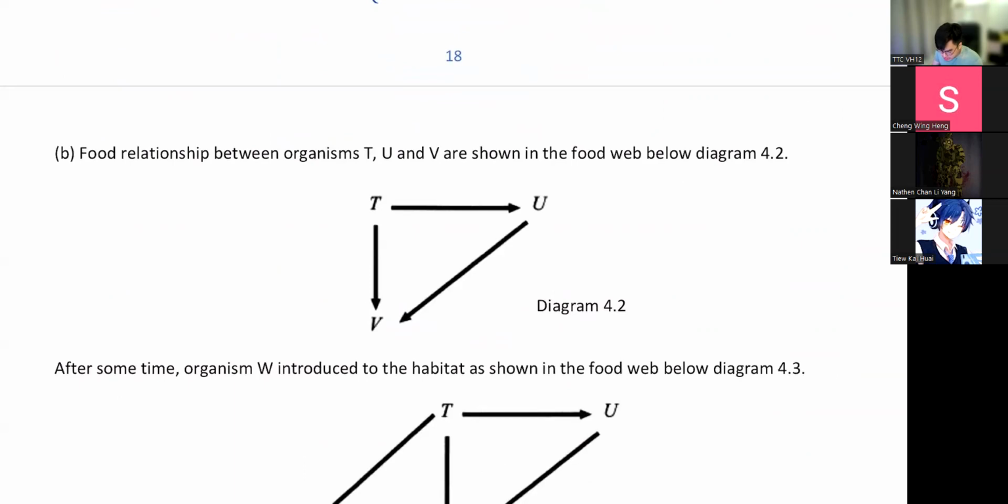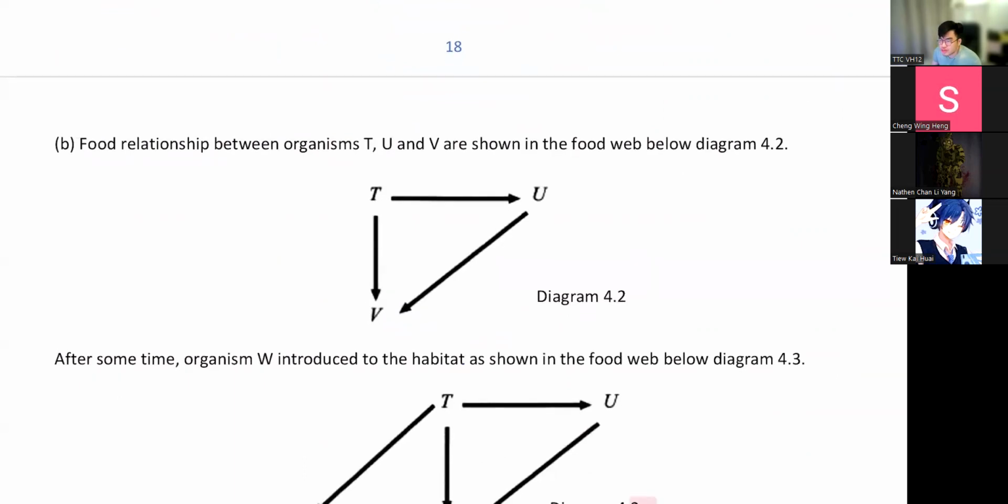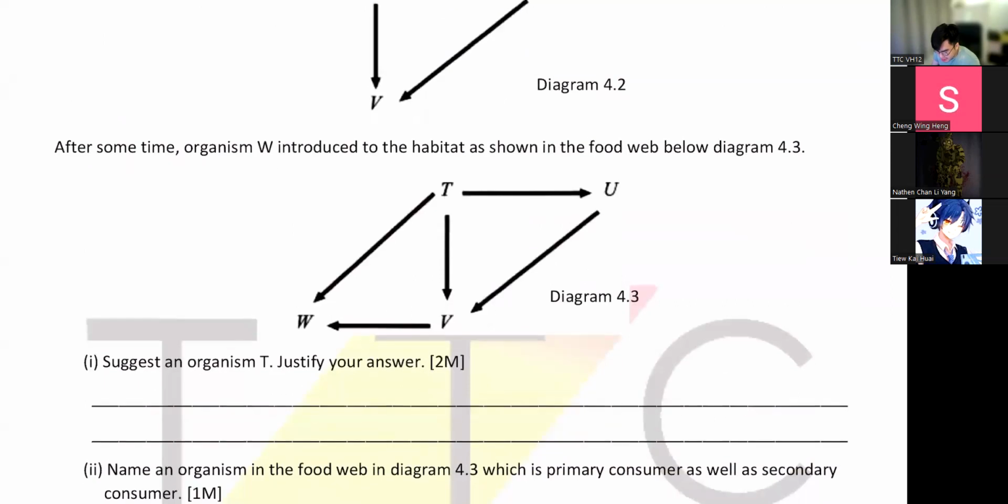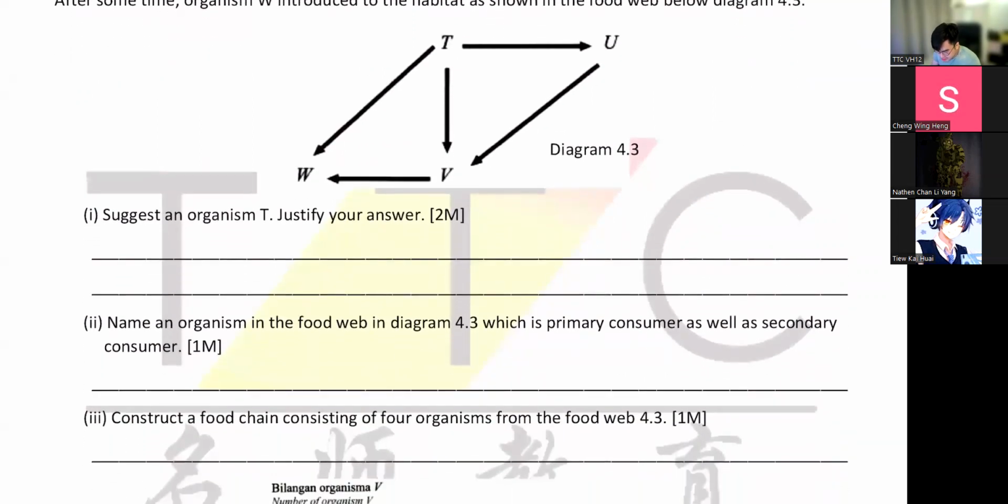Okay, so next, moving on. B, food relationship between organisms T, U, V are shown. Okay, so T is eaten by U. And then T is also eaten by V. And then U is also eaten by V. And then after some time, organism W is introduced to the habitat as shown in the food web in Figure 4.3. So suggest what organism T is. What do you think T is? T is eaten by everyone, right? So what is it? What is eaten by everyone? Should be simple.